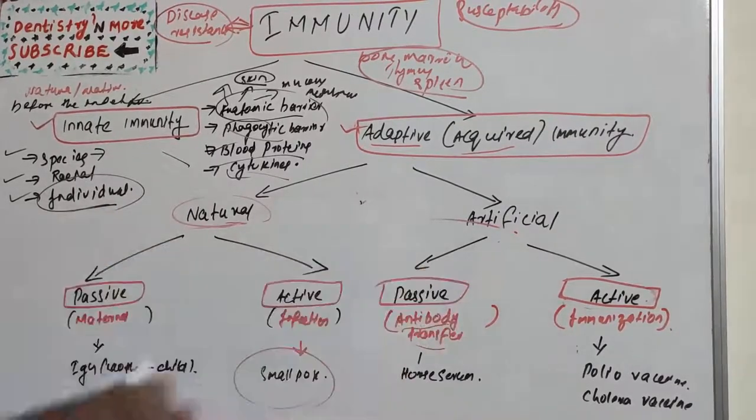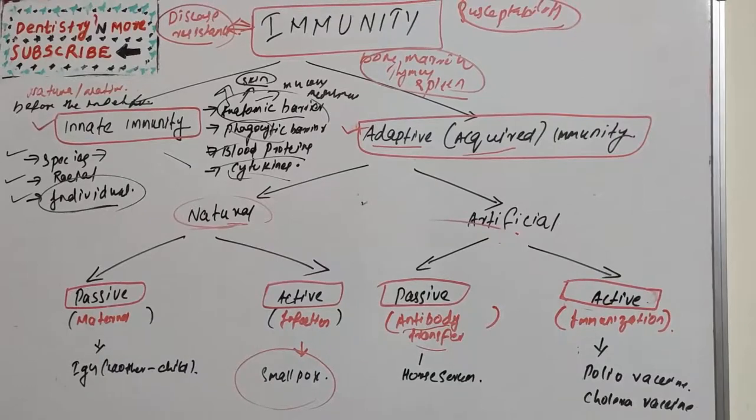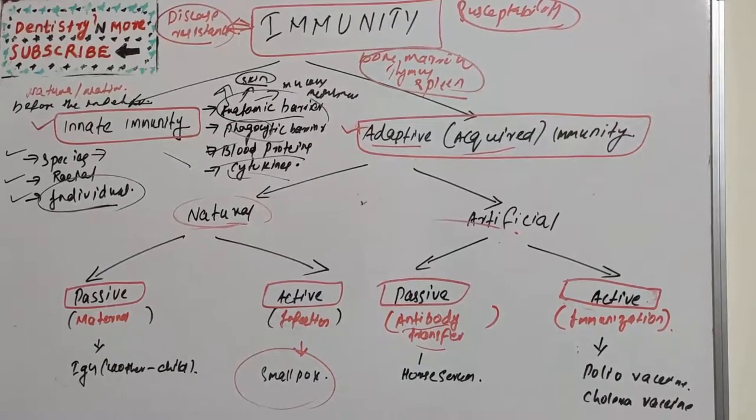But in active immunity, the body itself is creating the antibodies, but the antigen is coming from outside. Here in passive, the antibody itself is coming from outside. Here in active, the body itself produces antibodies, but the antigen or the infection we are getting from outside, that is smallpox or the vaccines. So that is the basic difference between active and passive coming under adaptive or acquired immunity.